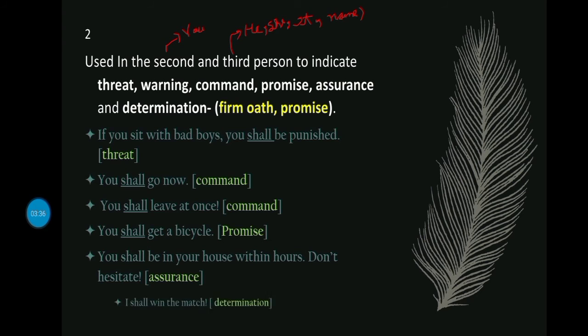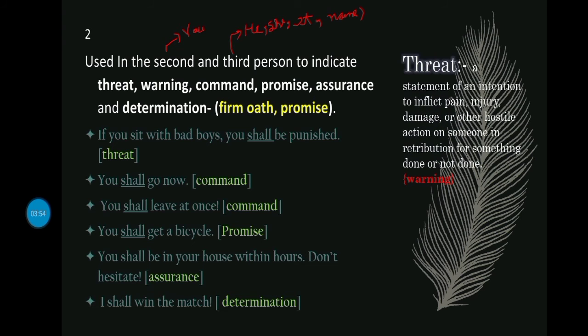Assurance or promise. We can say, I shall win the match. It is an example of determination. It means I have taken a firm resolve, or I have promised myself that I have to win that match. So this is an example of determination. So our meaning of shall has been completed.